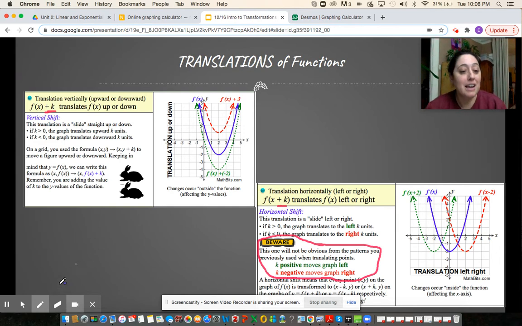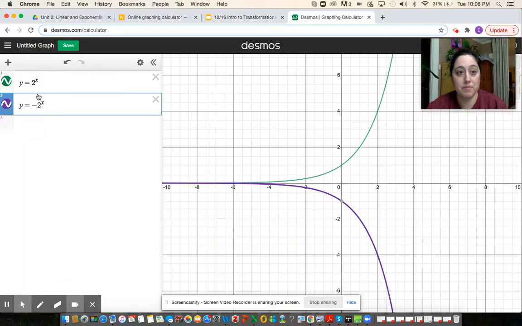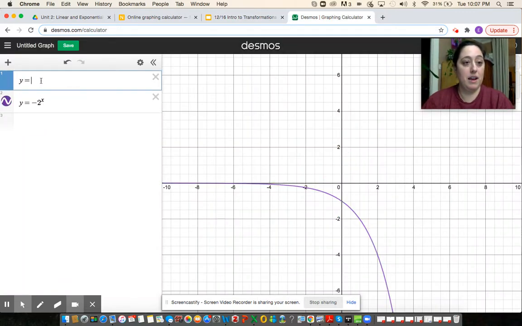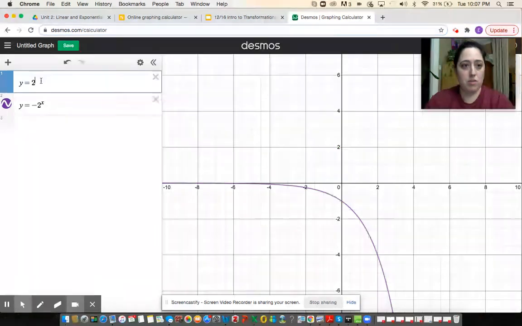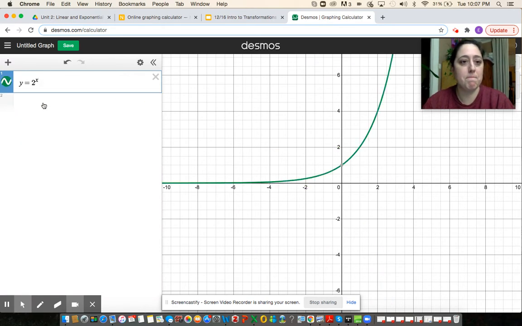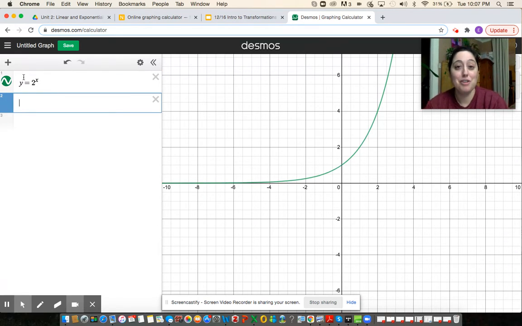All right, so again, I'm going to go back here to Desmos, and let me put that back up there again. All right, so here is my parent function. So again, remember, when I am adding or subtracting something with x, it's going to move it to the right or to the left. So let me try that.